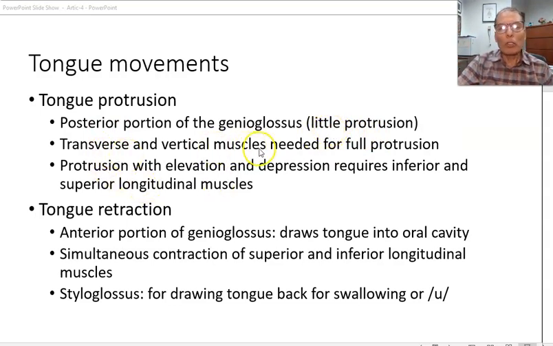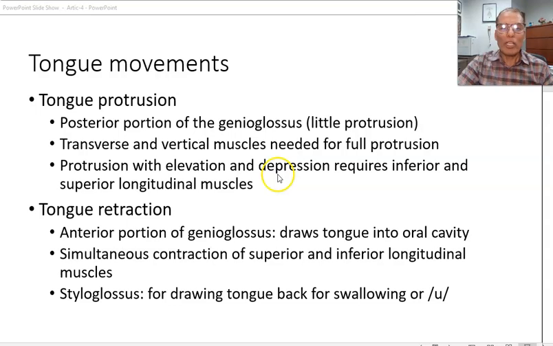For full protrusion, transverse and vertical muscles are needed in addition to the genioglossus. The transverse is going to narrow the tongue to bring it forward. If you want to flatten the tongue, then you are also going to contract the vertical simultaneously to make it thinner, and it gives you that spreading. But you have to do the three of them at once to produce the flattening and protrusion as well.